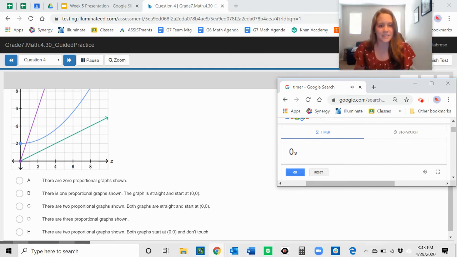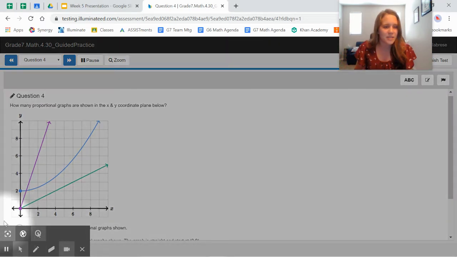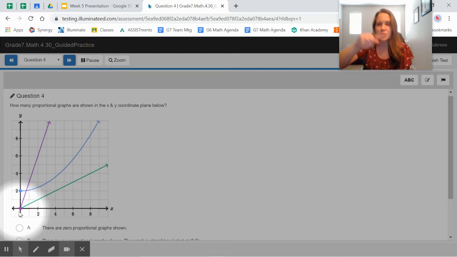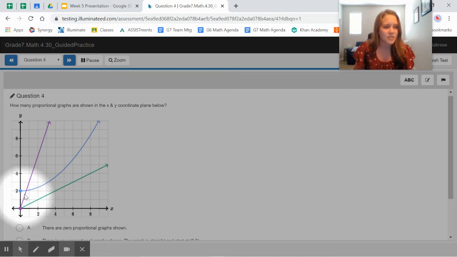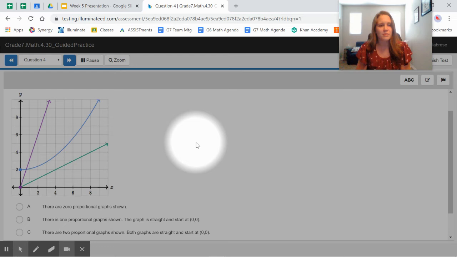All right. When I'm looking at this graph, I'm going to look at just one at a time, and it helps to kind of trace it with your finger on your computer screen, or I'm going to use my mouse here. This purple line does cross through 0, 0, and it is straight. So yes, that one's proportional. This blue one starts here at the point 0, 2, and it is curved. So that's not proportional. And the green one does start here. It contains the point of origin and it is straight. So yes, it's proportional. So I see two proportional relationships.